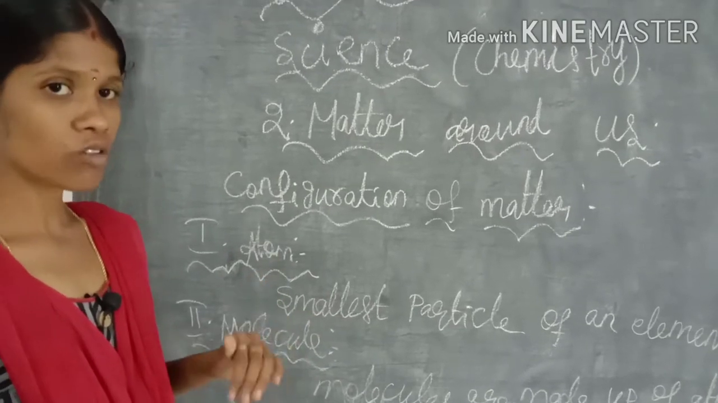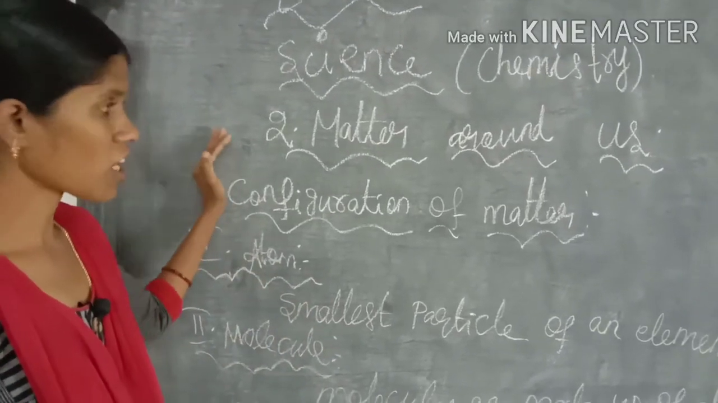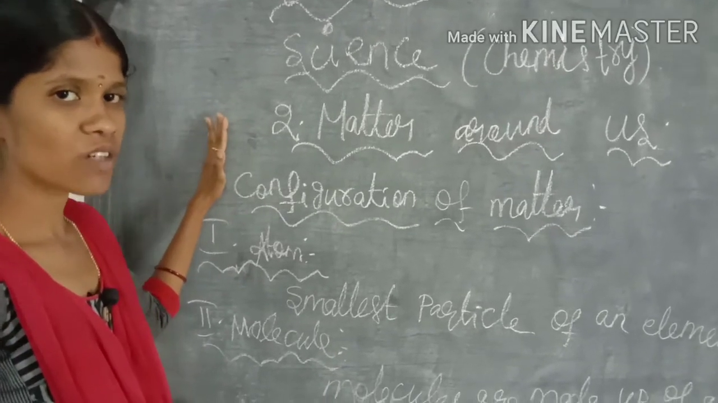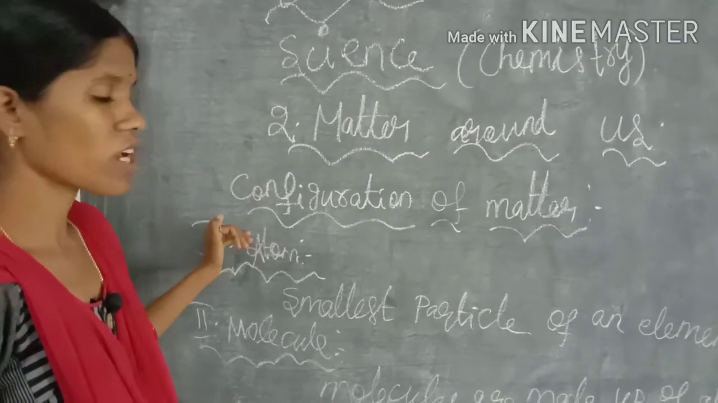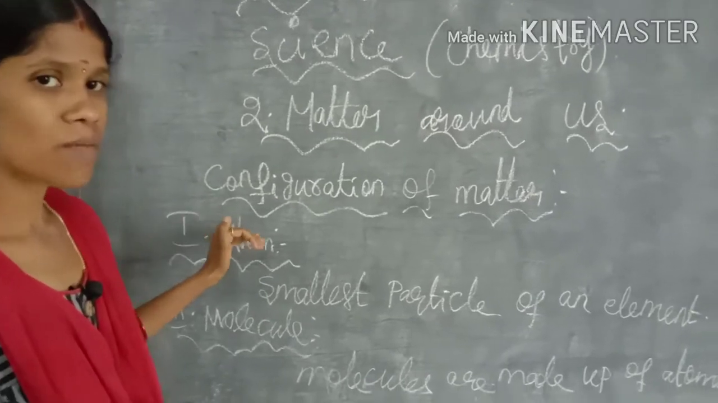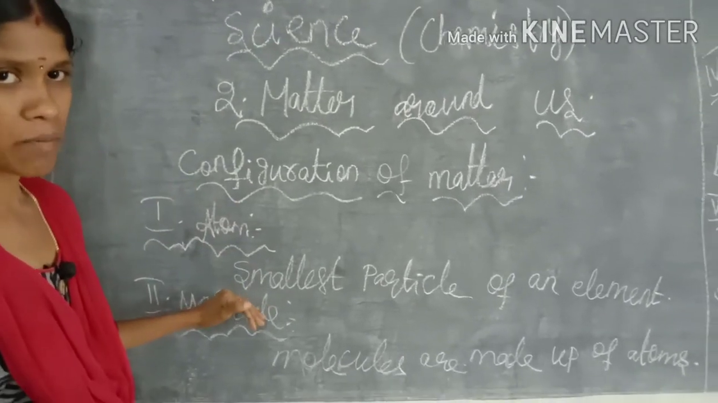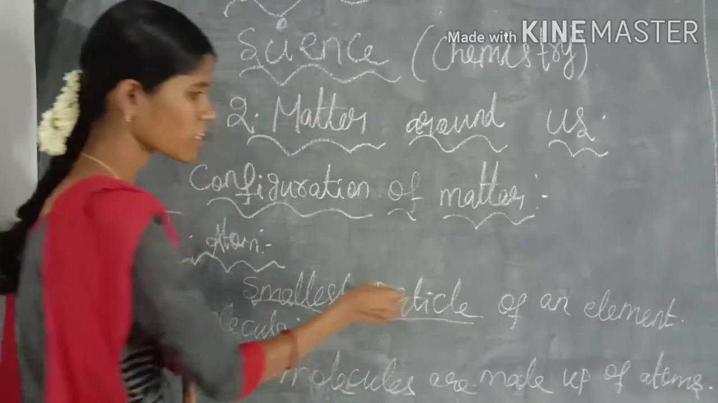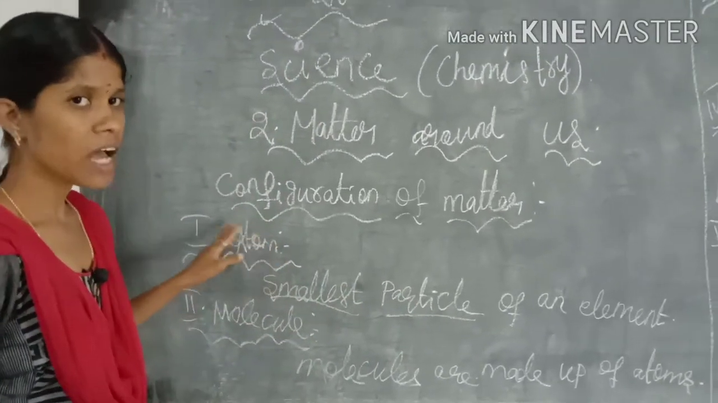So to continue that lesson, now we are going to see about the configuration of matter. In that configuration of matter, first we are going to see about the atoms. What is meant by atoms? The smallest particle of an element. So the smallest particle of an element is nothing but the atom.